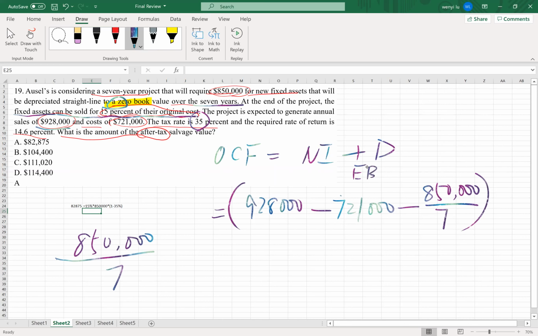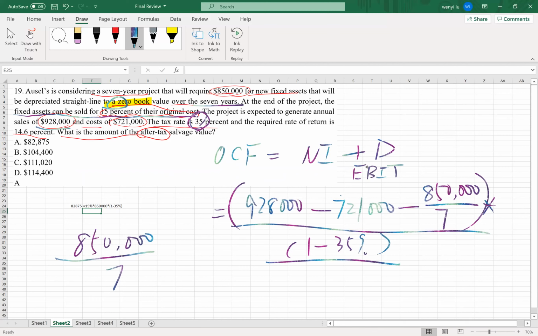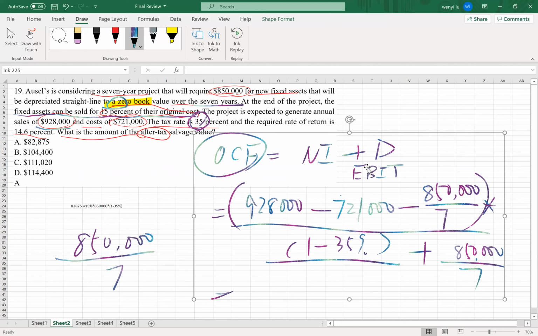So this is the EBIT. EBIT will times what? Times 1 minus what? Tax rate, right? 35% tax rate. And this one will be the net income, right? Net income plus depreciation, 850,000 over 7, right? Will be what? Will be the operating cash flows. So I hope these questions can also help you to study how to solve operating cash flow, right? So either after-tax salvage value and operating cash flow will be in the final. Please make sure you understand how to solve it, right?